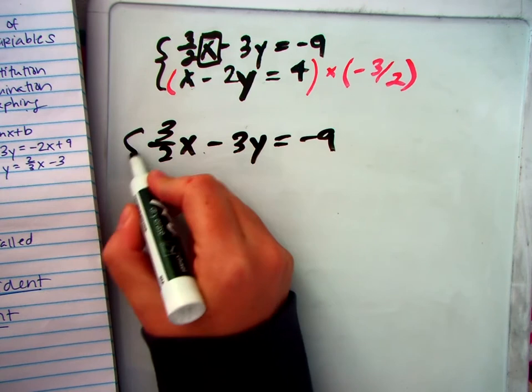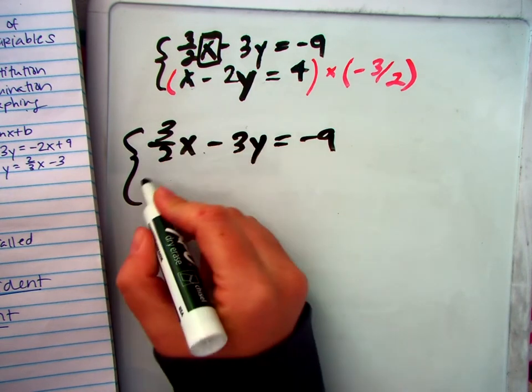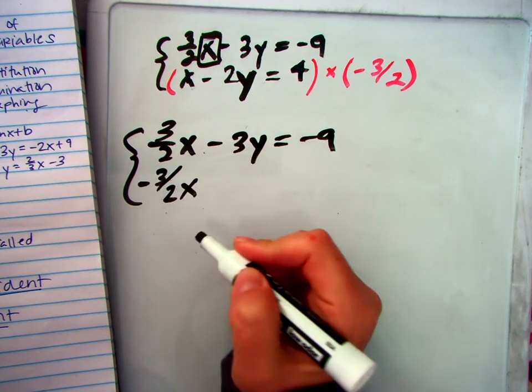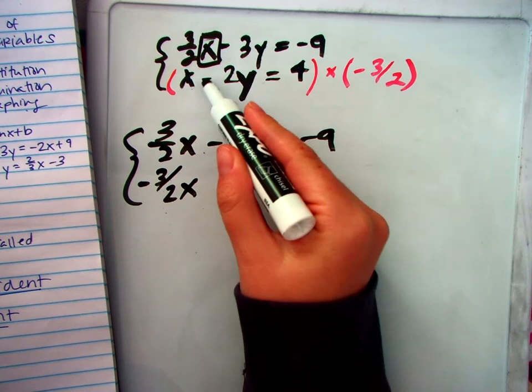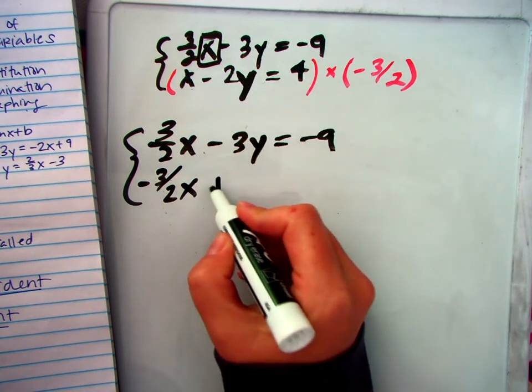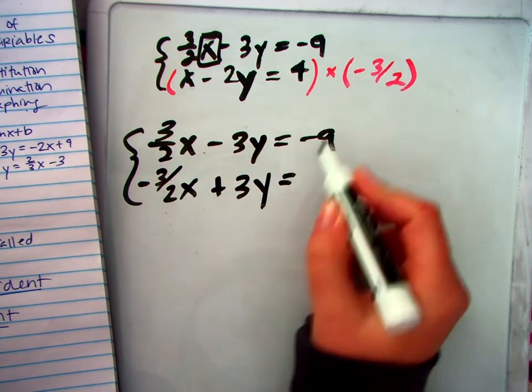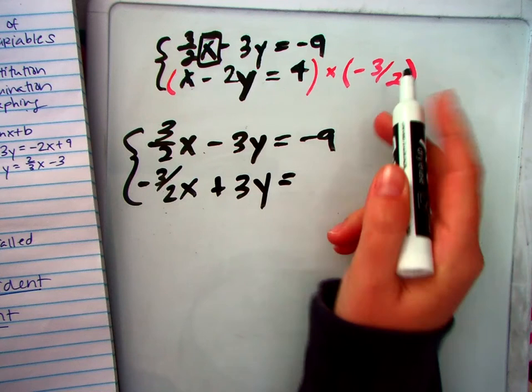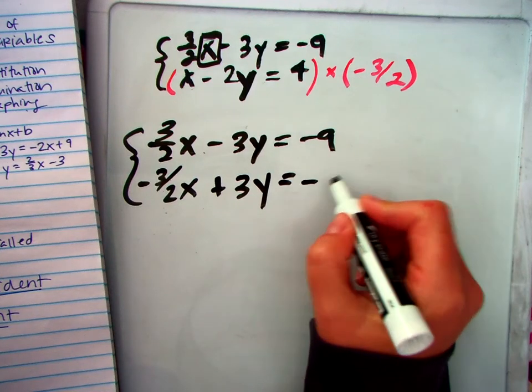He doesn't change. Second equation, I'm multiplying by negative 3/2. So negative 3/2 x, negative 3/2 times negative 2 is a positive 3y equals 4 times negative 3/2, again, negative 6.